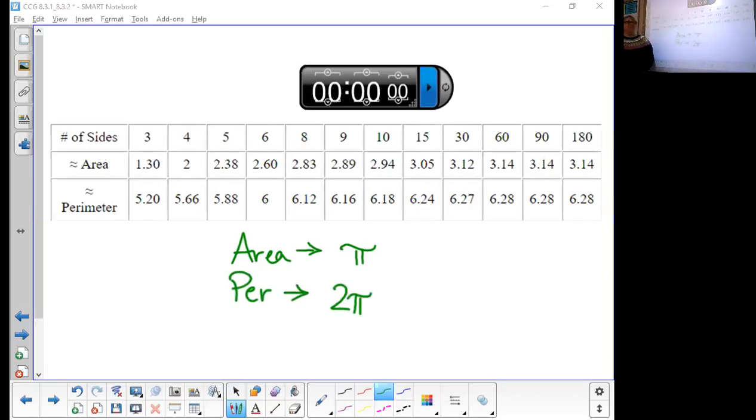So as the number of sides gets bigger, what does our polygon get closer to resembling? A circle. Okay, so what would the radius of that circle be for all of those shapes that we did? The radius was what number? 1. All right. So when our radius was 1, our area got closer to pi and our perimeter got closer to 2 pi.